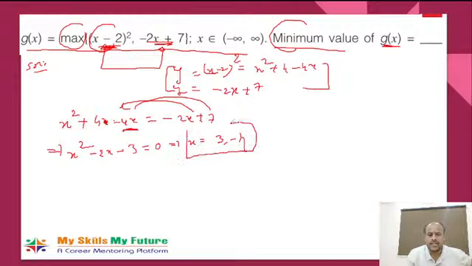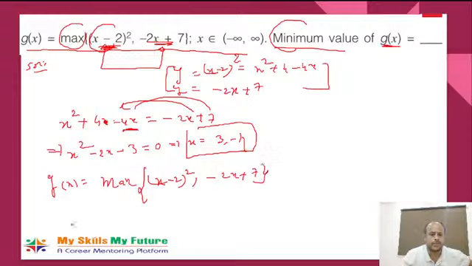Now how to check whether at x is equal to 3 you are getting the minimum, or at x is equal to minus 1? Simply you can substitute in the given g of x. What is g of x here? Clearly g of x is the maximum of x minus 2 whole square, comma, minus 2x plus 7. Substitute your values. At x is equal to 3, what is this value? 3 minus 2 whole square is 1 square, and 1 square is 1. Similarly, replace here and you will get the same value: minus 6 plus 7, also 1. The maximum of 1 comma 1 is 1. Means at x is equal to 3, g of x takes the value 1.